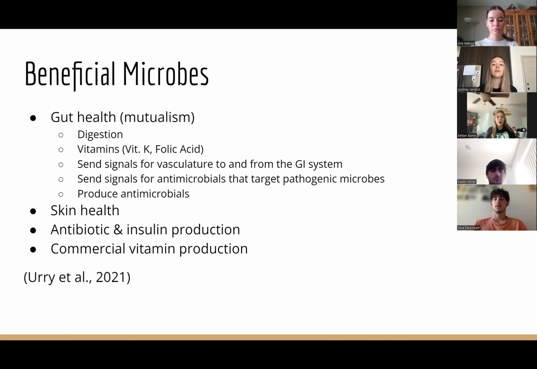And they send signals for our bodies to produce antimicrobials that target pathogenic or bad microbes. They also produce antimicrobials themselves. So they're also very important for skin health. And actually, at any given moment, you have more microbes in and on your body than you have cells in your body. Microbes are also really important in antibiotic and insulin production, as well as commercial vitamin production. So they do play a big role in a lot of medically related processes.